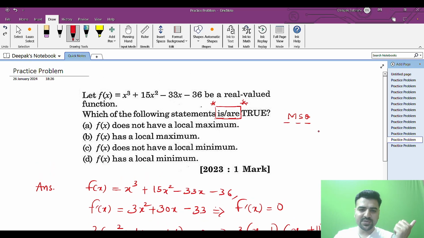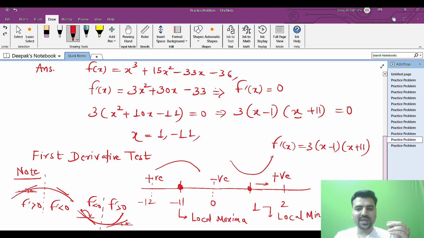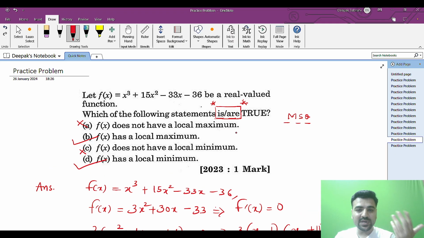Now you can read the options. F x does not have a local maximum: wrong, f x has a local maximum, and we even found at what value it is, at x equal to minus 11. F x doesn't have a local minimum: wrong, f x has a local minimum. So they already told you that there may be more than one correct answer. So what are the answers?